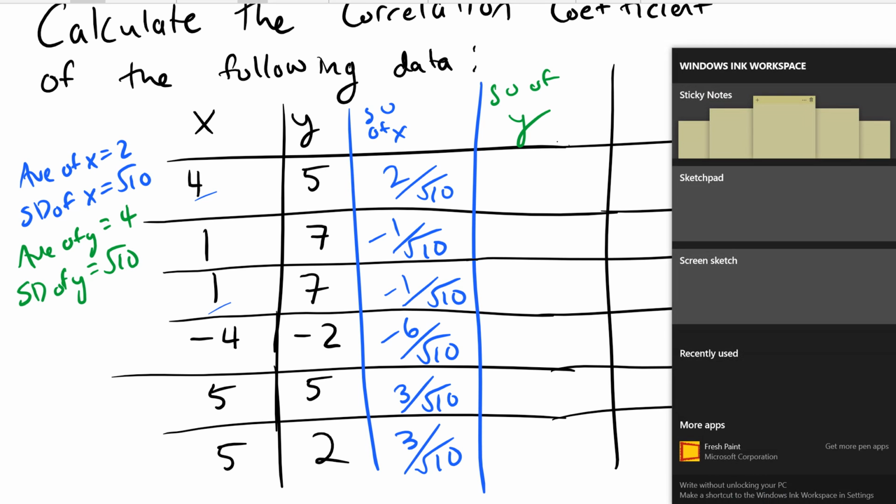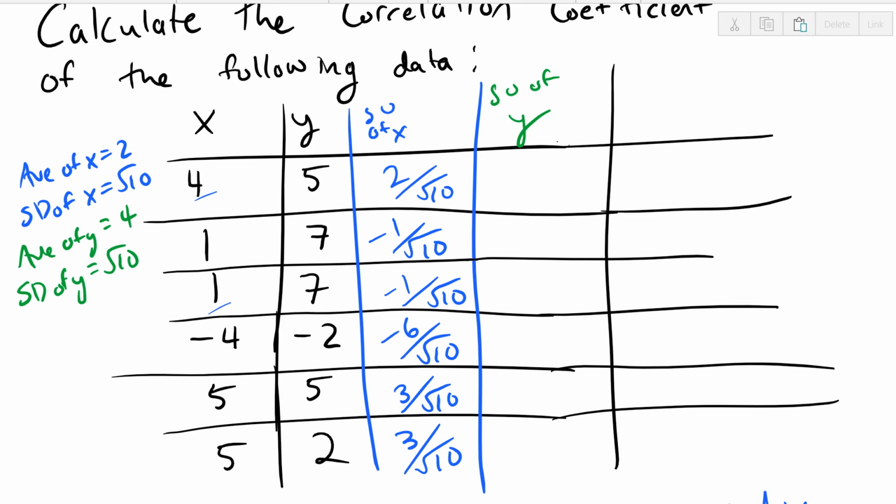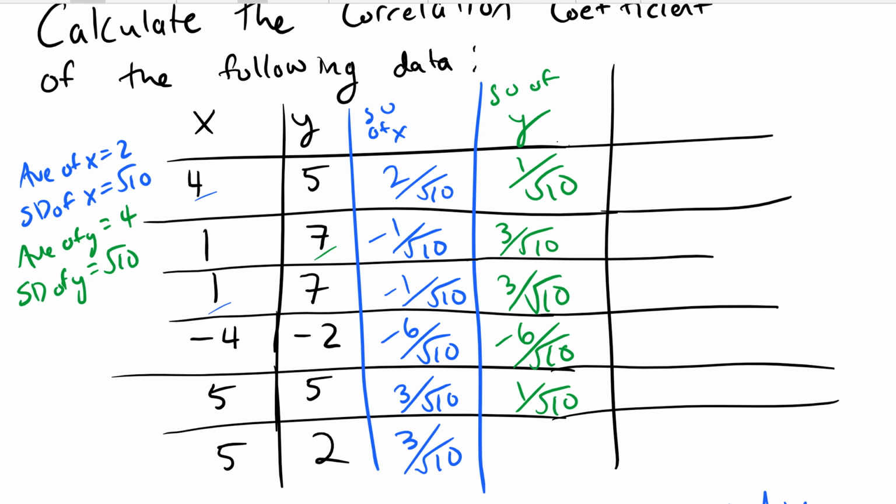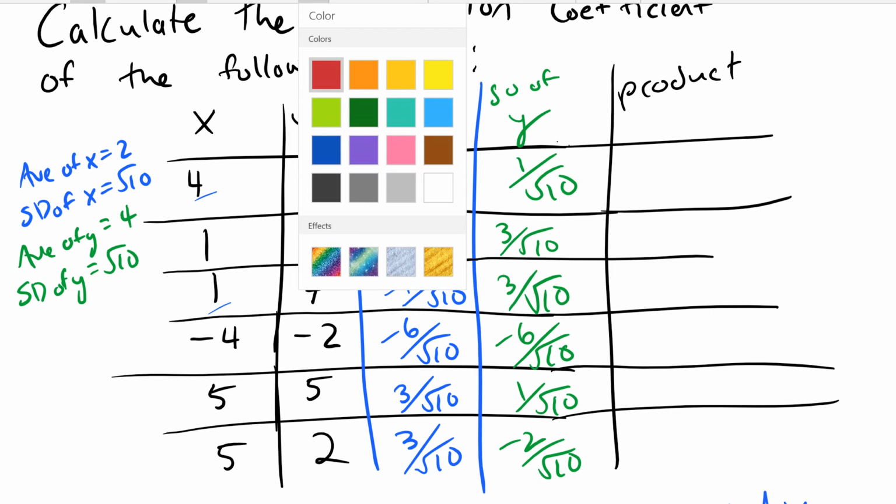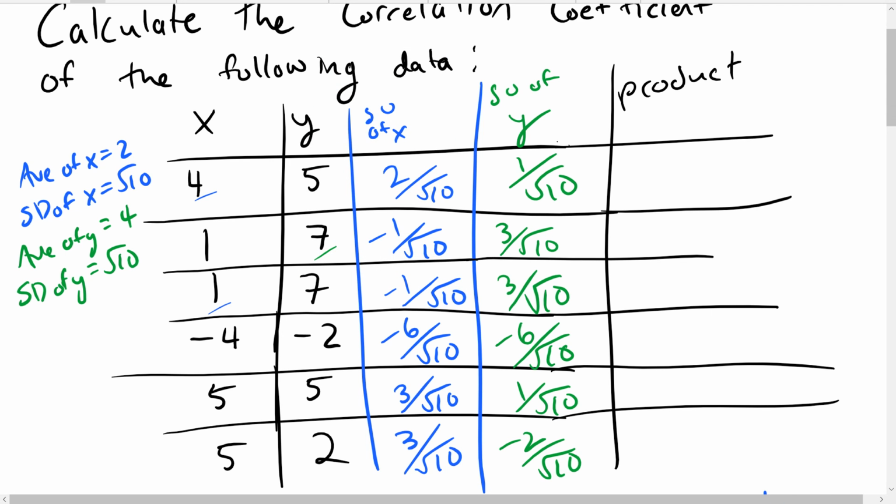Now we do the same thing for y. In this case, the average of y is 4. So we do 5 minus 4 is 1 divided by root 10. Now we look at the 7 here. 7 minus 4 is 3 over root 10. Once again, we have another 7, so it's 3 over root 10. Then negative 2 minus 4 is negative 6 over root 10. 5 minus 4 is 1 over root 10. And 2 minus 4 is negative 2 over root 10. Be very careful with these. You want to make sure that you keep track of the negative signs, because they will affect your answer by quite a bit if you lose them.